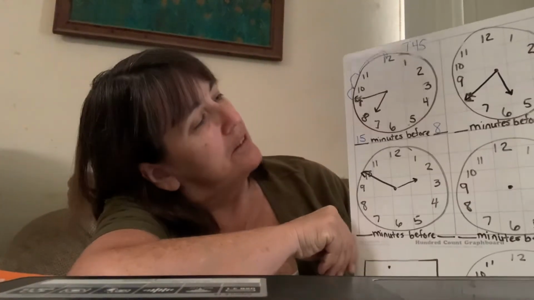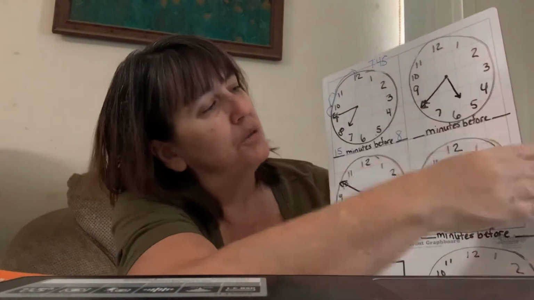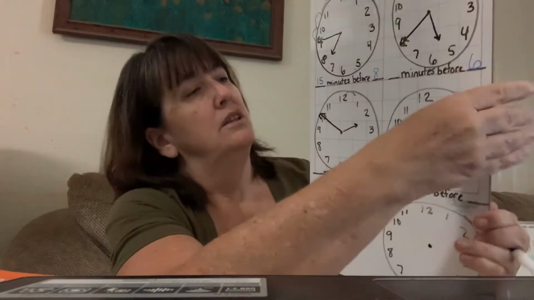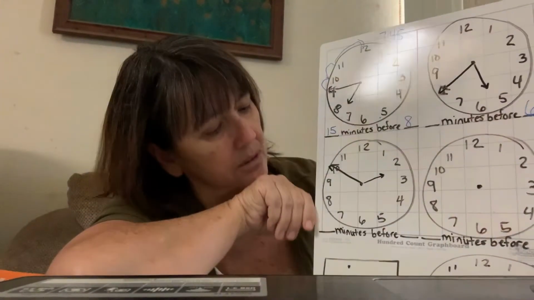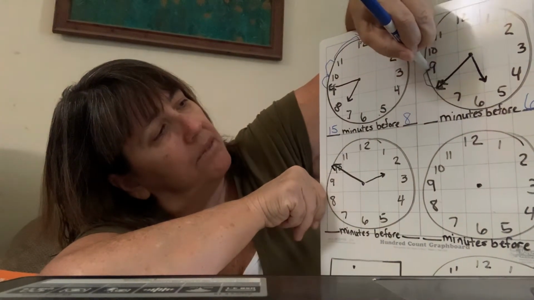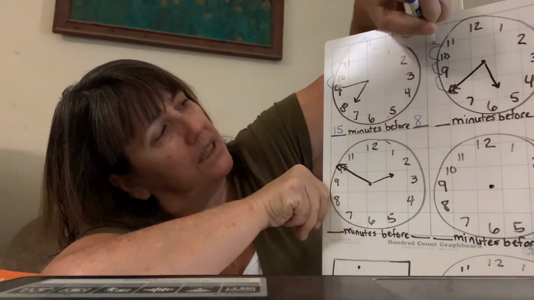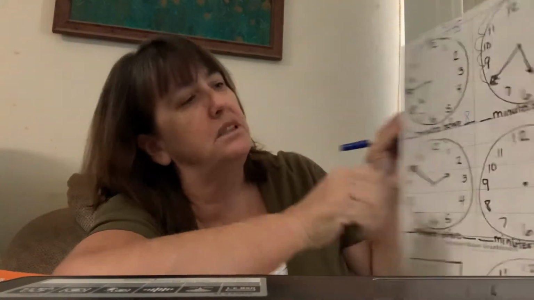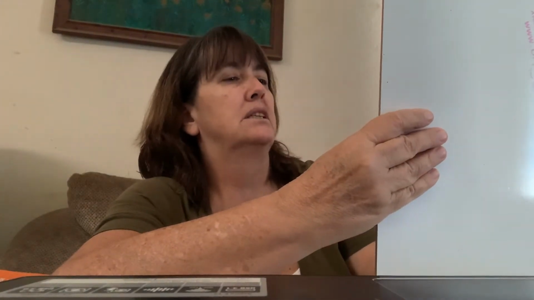Okay. So now let's do another one. Our hour hand is between the 5 and the 6, so we know we're in the 5 o'clock hour. We need to find out how many minutes before 6 we're going to get to. Okay, so we will start at the minute hand and count by fives up to the 12. 5, 10, 15, 20. So it's 20 minutes before 6.